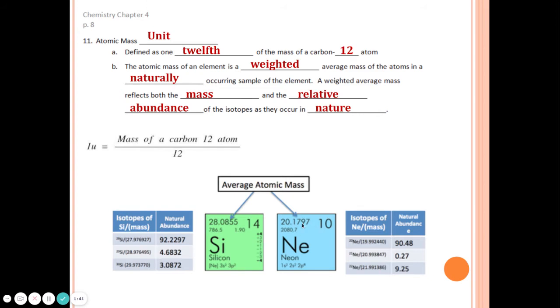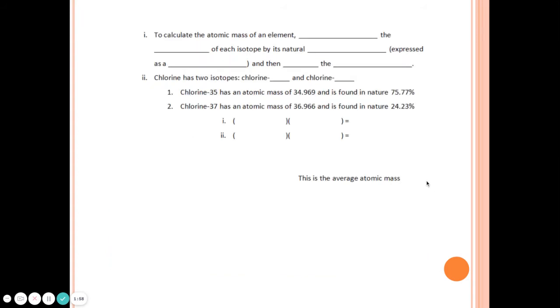And this is what it looks like on the periodic table. And we get this because we take the mass of the isotopes and we do some calculations given the natural abundance. Okay. And natural abundance, again, just means how much of this stuff is out there in nature. So to calculate the atomic mass of an element, we're going to multiply the mass of each isotope by its natural abundance. And we're going to change this percent that we're given into a decimal, and then we're going to add the products. So we're going to multiply, and then we're going to add. All right, so let's do an example.